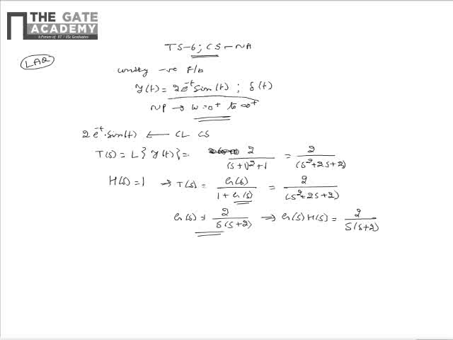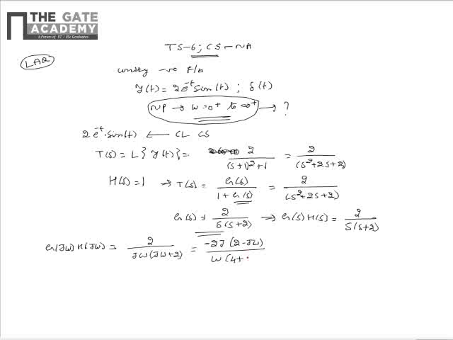As part of this question, we need to get the Nyquist plot as omega is varied from 0 to infinity. So let us substitute s equal to j omega to get g of j omega multiplied by h of j omega equal to 2 by j omega multiplied by (j omega plus 2). This can further be simplified as minus 2j multiplied by (2 minus j omega) divided by omega multiplied by (4 plus omega square), upon multiplying and dividing by (2 minus j omega). This can further be simplified as minus 2 omega minus 4j divided by omega multiplied by (4 plus omega square).